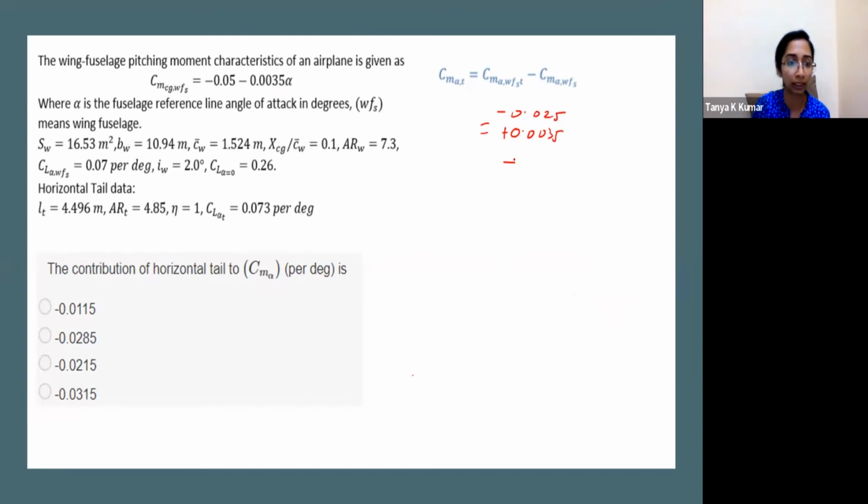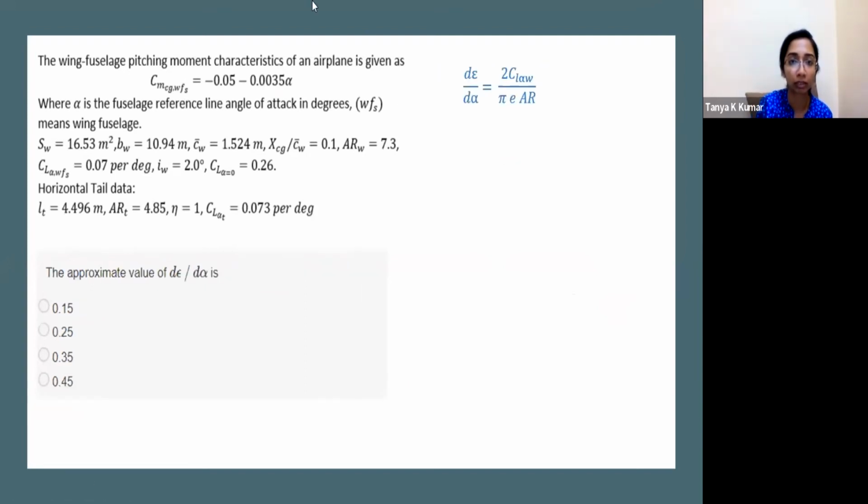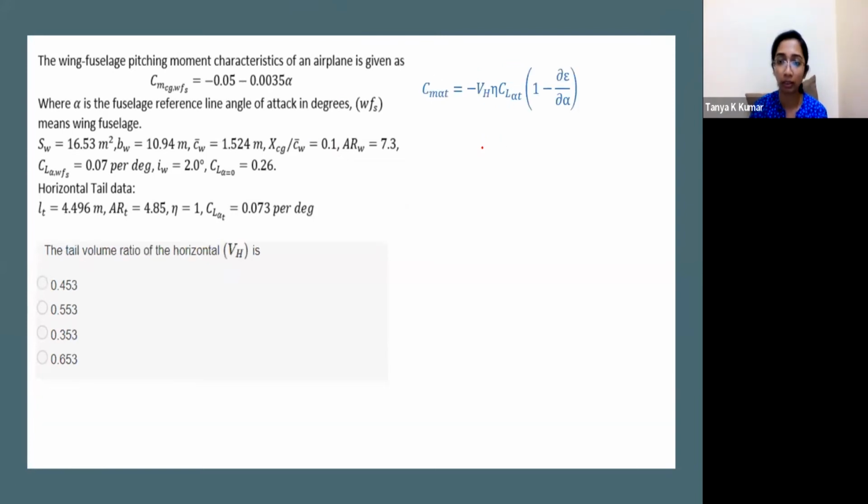Final value would be, he has given the answer. Minus, okay, that's correct. Next question, the approximate value of dou epsilon by dou alpha, which is the downwash angle's component, slope. Okay, so what would the value be? 0.35. Let's just find it out.